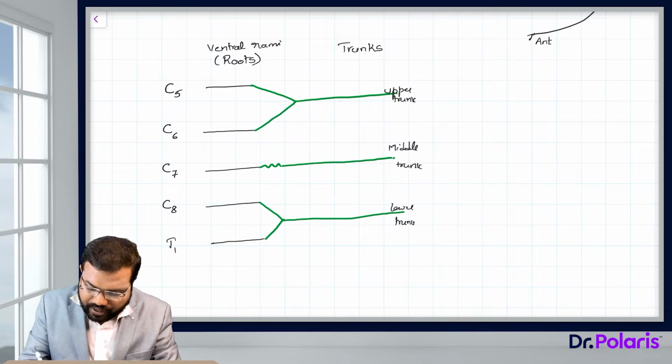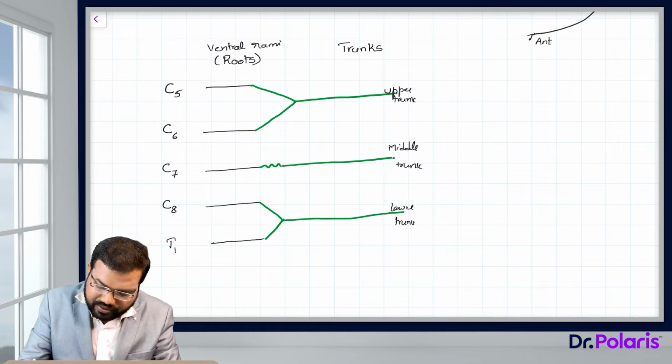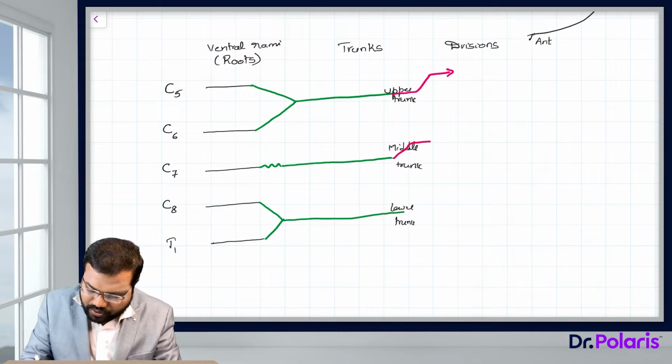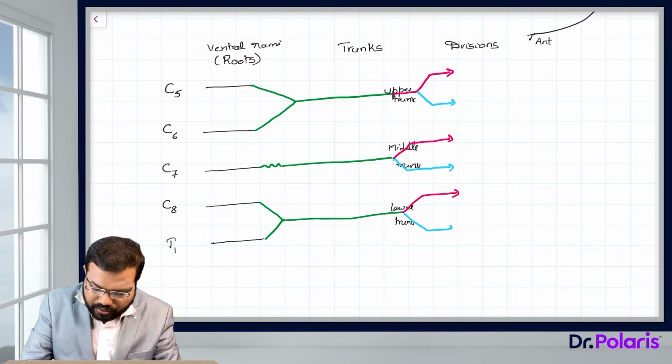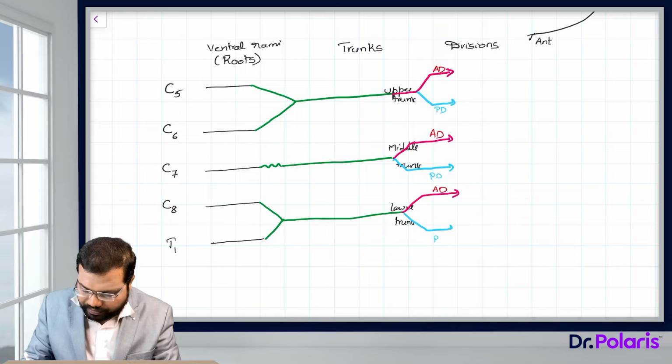Now the trunks will divide into divisions. Next is divisions. So what are the divisions? One is the anterior division for each one, and also the posterior division, which is represented in blue color. So this is the anterior division, whereas the blue color is the posterior divisions.